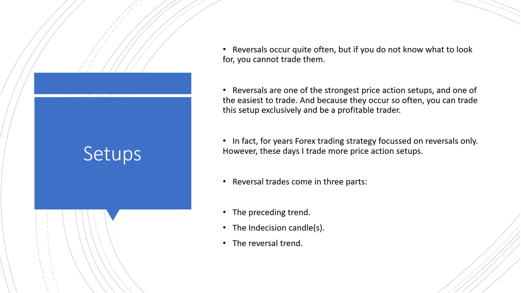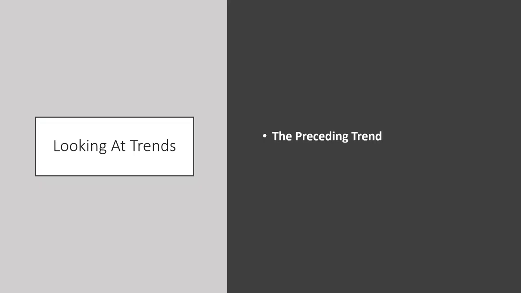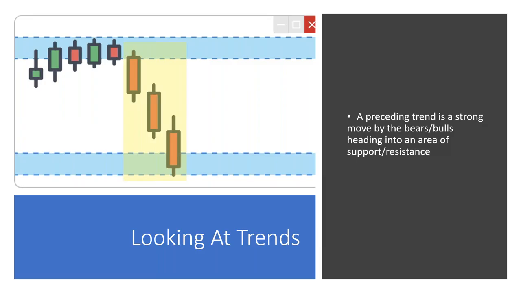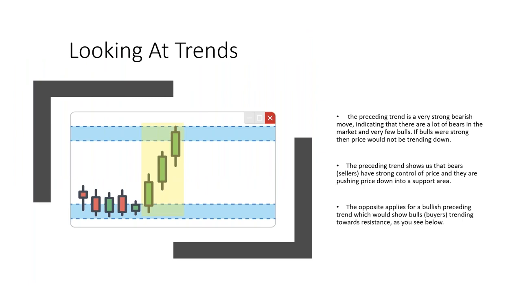Now, reversals occur quite often. Reversals are one of the strongest price action setups and one of the easiest to trade because they do occur often. So what we're concerned with is the preceding trend, not trend line, the preceding trend, the indecision candle, and then the reversal trend. Now, all of these must occur. So the preceding trend. A preceding trend is a strong move by the bears or the bulls heading into an area of support and resistance. The preceding trend, in this case, is a very strong bearish move. In this case, we'll say bullish move.